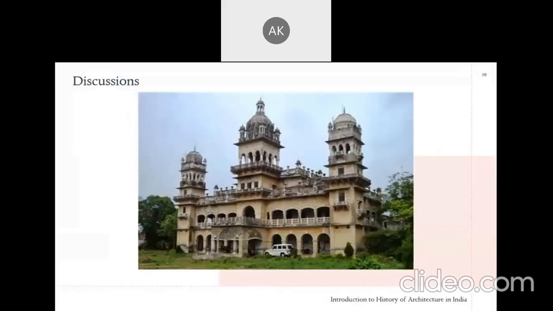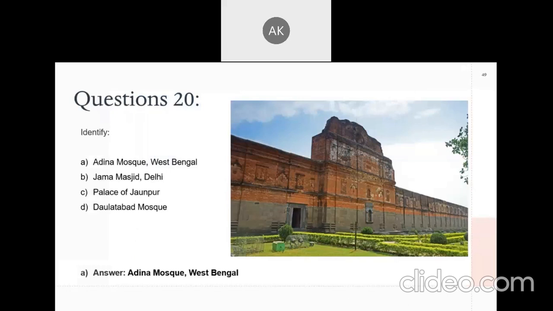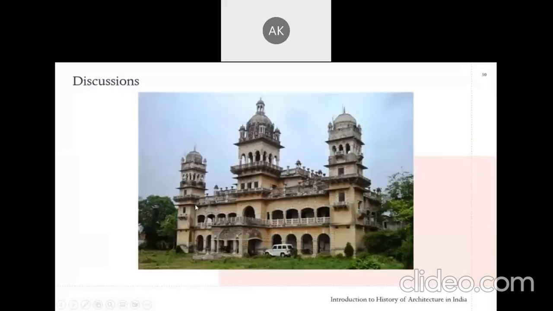Okay, can you identify this one? Again we have three other options: the Jama Masjid of Delhi, Palace of Jaunpur, and Daulatabad Mosque. We have already seen the Jama Masjid of Delhi and Daulatabad Mosque, so the remaining option is the Palace of Jaunpur.